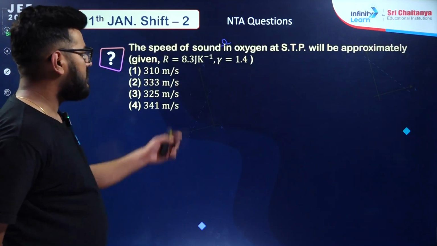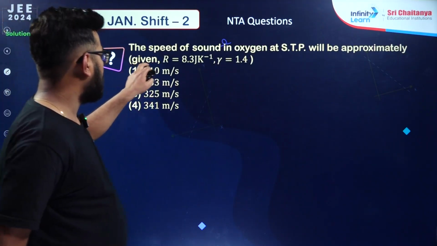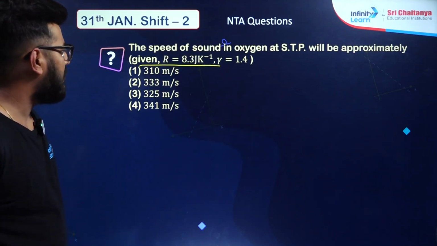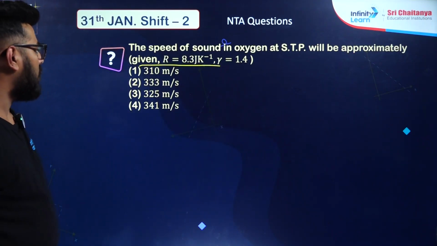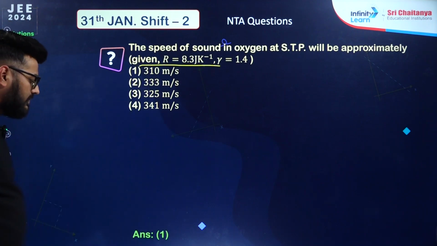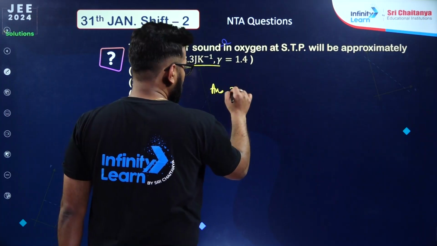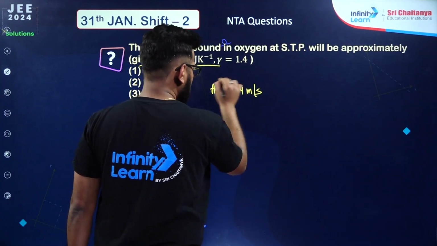The speed of sound in oxygen at STP will be approximately given as. So this is a standard problem, but basically what happened is, based on the values, you will not get any answer which is amongst them. So the correct answer over here is normally 314 meter per second, right?